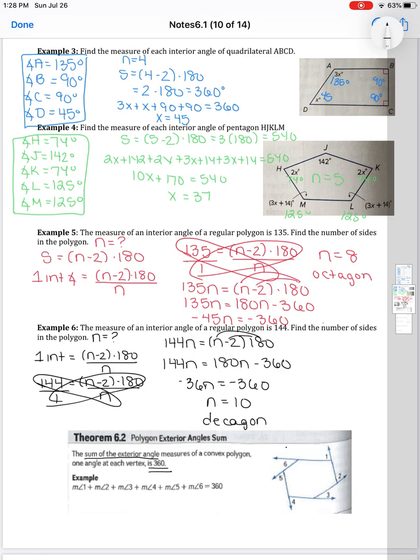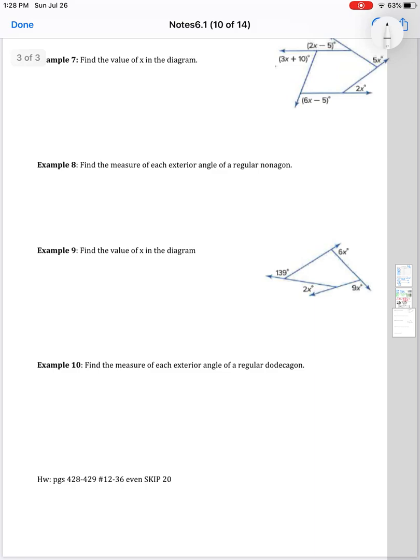Now I just start solving. So I get negative 36n equals negative 360, and n comes out to being 10 sides. And if you were asked to give the name, you would say it's a decagon. So that was all interior angle. We went over some of the interior angle, finding one interior angle.